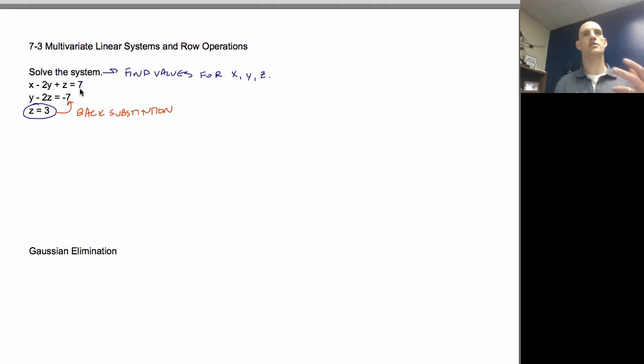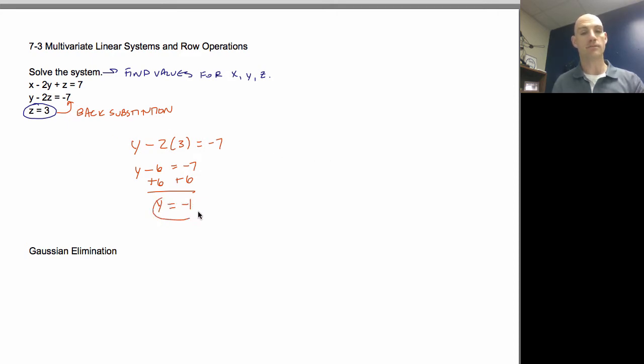Back substitution is basically saying, I already know what z is, so I can just substitute it back into every equation. It doesn't particularly help me to substitute it into the first one because I'd still have two variables. But if I substitute it into the second line, and you're going to start to hear us talk about rows and lines, the second row, it's actually going to help me because then I'll have y minus 2 times 3 equals negative 7. That's really convenient because now I have y minus 6 equals negative 7, and I can add 6. And I have y is equal to negative 1.